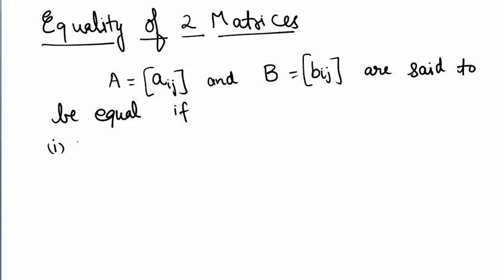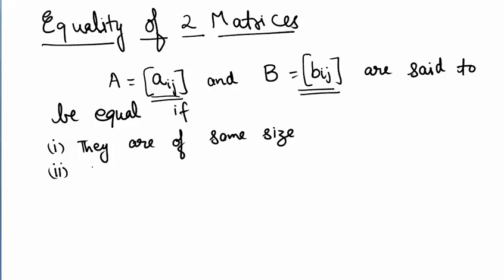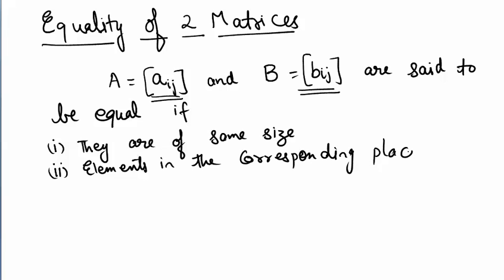Number one, they are of the same size. What do I mean by size? It is the order, you can say, right? If it is a 2 cross 2 matrix, then this should also be a 2 cross 2 matrix, right? And the second condition should be that the elements in the corresponding place should be same.